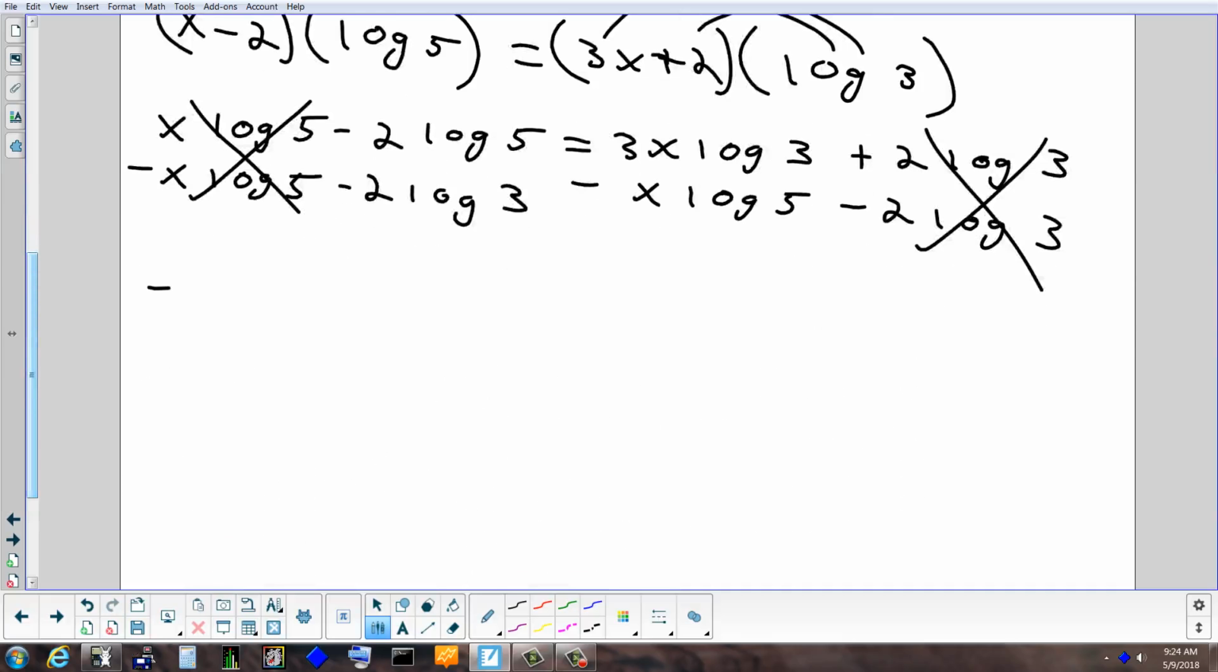All right, so now we have negative 2 log 5 minus 2 log 3. It'd be nice if we could just combine that, right? We could do this out as a decimal, or we could use our log rules and combine it, but I wouldn't even bother. I would just leave it like that, because in the end, we're going to type it into a calculator. So we don't have to use any more rules than we have to. And on the other side, we've got 3x log 3, and we subtracted x log 5.